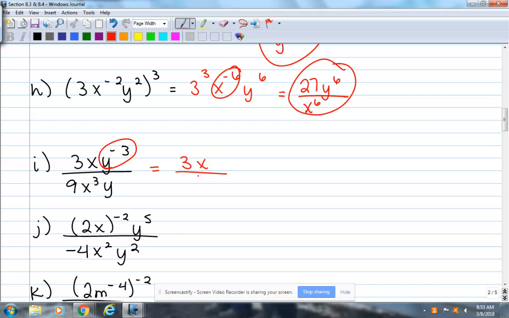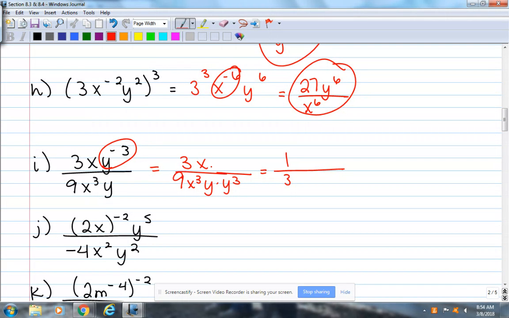3x stays on top. 9x to the third, y stays on bottom, and I'm bringing another y to the third to the bottom. When I add them together, they will be, yes. So does 3/9 reduce to 1/3? Okay.